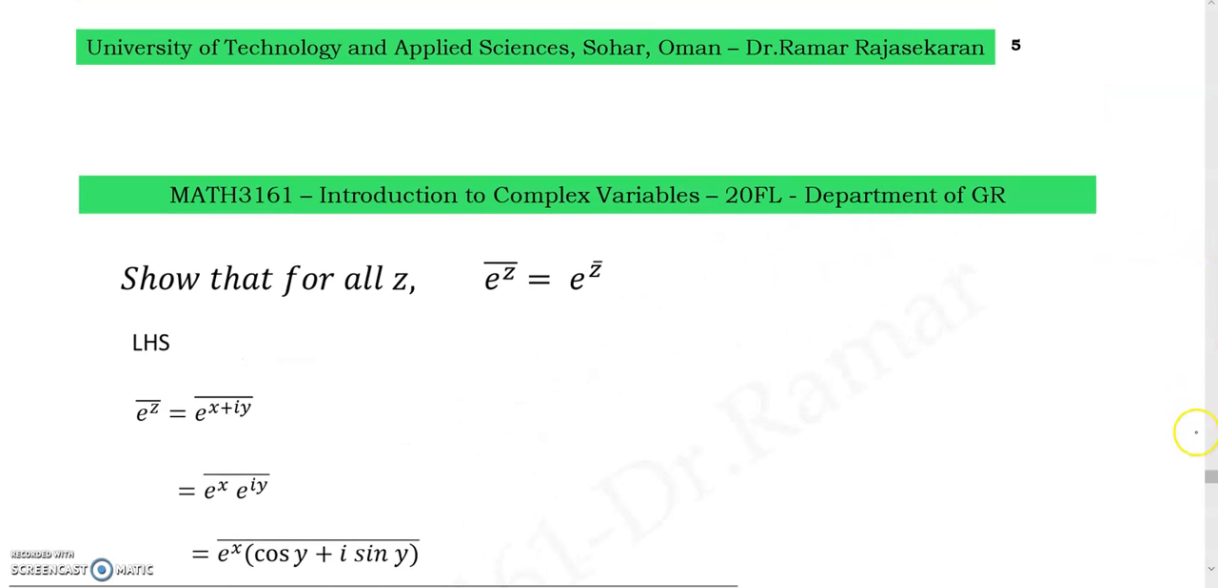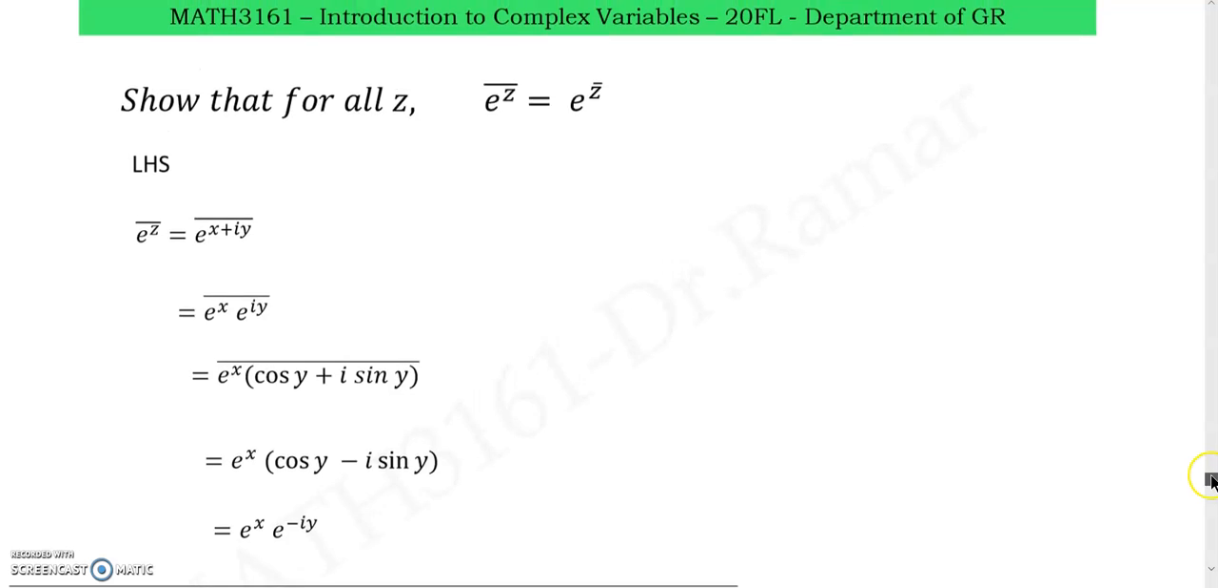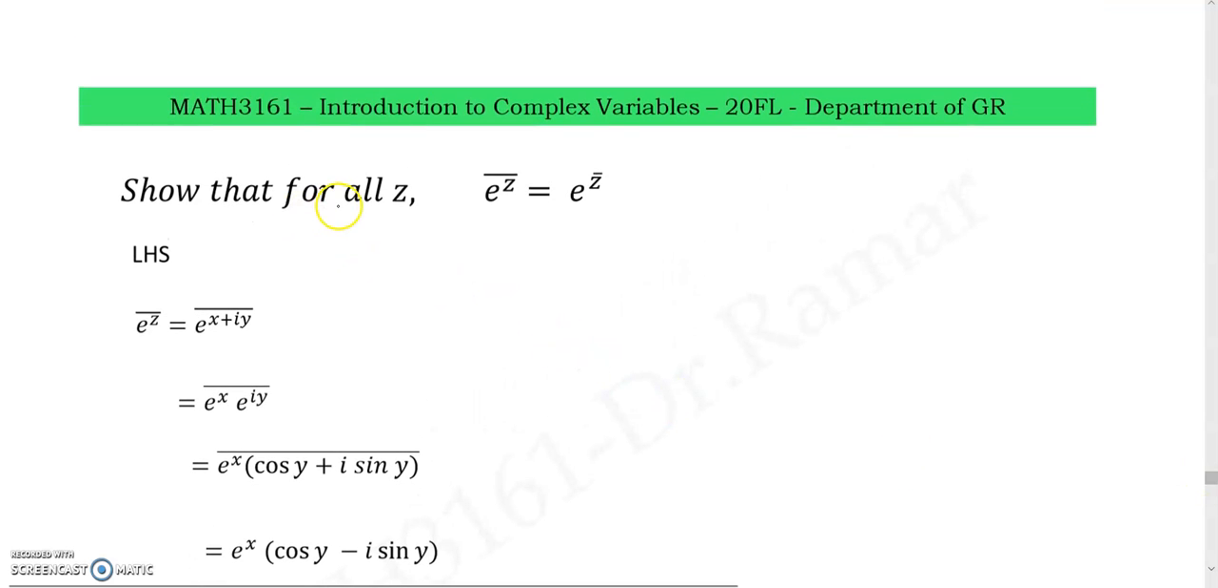Now, what is the next question? Here we have to show that for all z, e to the power z whole complex conjugate is equal to e to the power z bar. That is the complex conjugate bar. We can say bar, complex conjugate.